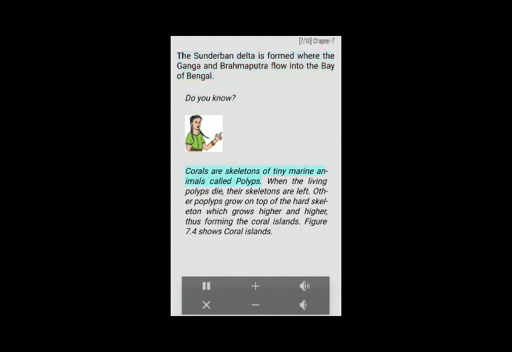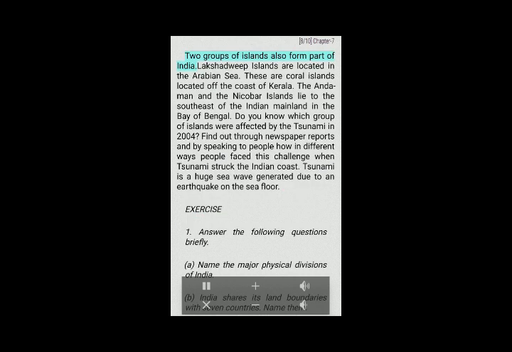Do you know? Corals are skeletons of tiny marine animals called polyps. When the living polyps die, their skeletons are left. Other polyps grow on top of the hard skeleton, which grows higher and higher, thus forming the coral islands. Figure 7.4 shows coral islands.